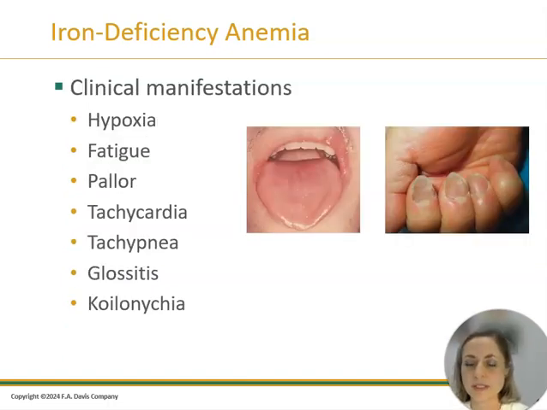So clinical manifestations, you have your classic symptoms of anemia, which will always be fatigue, probably the number one symptom of anemia, and then hypoxia, the pallor, tachycardia, tachypnea. Glossitis is a little bit different. That is that beefy red tongue. You typically only see that with your nutritional anemias. And then this koilonychia, that is the spoon-shaped nails. So they kind of dip in the middle.